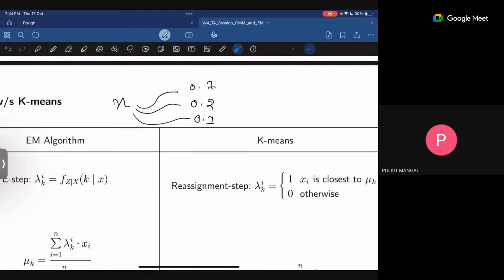In K-means we are going in a hard manner, that is, either the data point will belong to that component or it will not. While in the E step we have given them probabilities, like 0.7 for the first component, the probability that it belongs to the second component is 0.2, and for the third it is 0.1. While in the reassignment step in K-means, it will be either 1 or 0. So like 0, 1, 0 means the x belongs to the second cluster, like that.